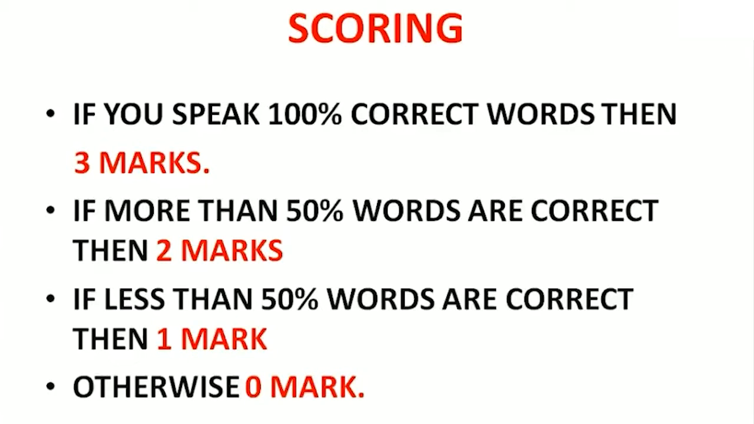Scoring for repeat sentences. If you speak 100% correct words, then you will get 3 marks. If more than 50% of the words are correct, then you will get 2 marks. If less than 50% of the words are correct, then you will get 1 mark, otherwise 0 marks.